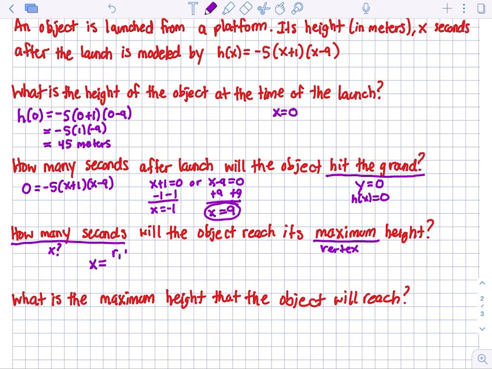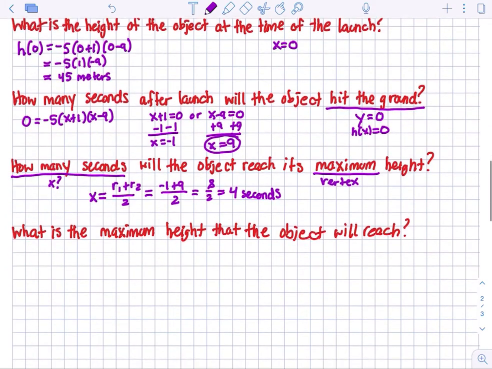x is equal to r1 plus r2 all over 2. Our r1 is -1, remember? And our r2 is 9, all over 2, which is equal to 8 over 2, which is equal to 4. So this x is the x value for the vertex, and that is what we needed. So it's going to be 4 seconds to reach its maximum height.